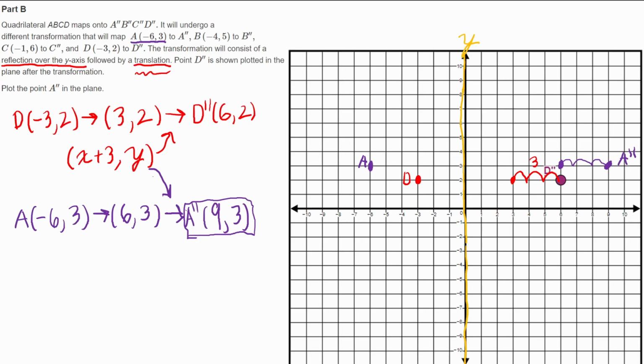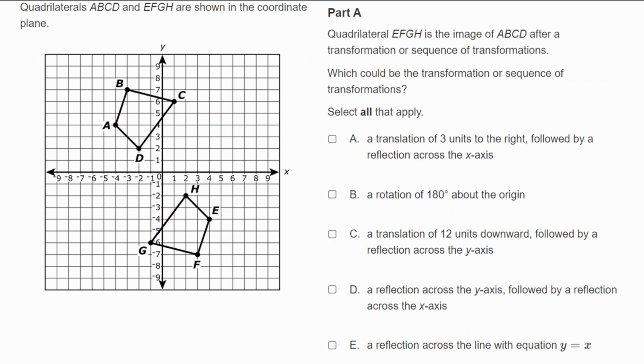So let's head on over to problem 3. So now problem 3, it looks like we have a lot going on here, but it's really not that bad. Let's take a look at what it's asking. It says quadrilaterals ABCD and EFGH are shown in the coordinate plane. Part A: quadrilateral EFGH is the image of ABCD after a transformation or a sequence of transformations. Which one of these work? It says select all that apply. So let's go step by step. Let's look at all of them.